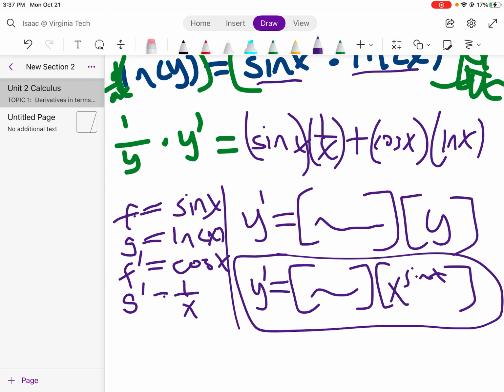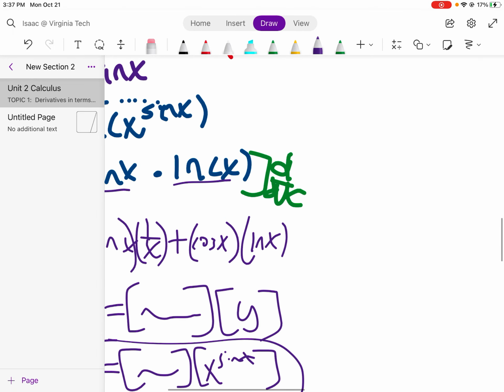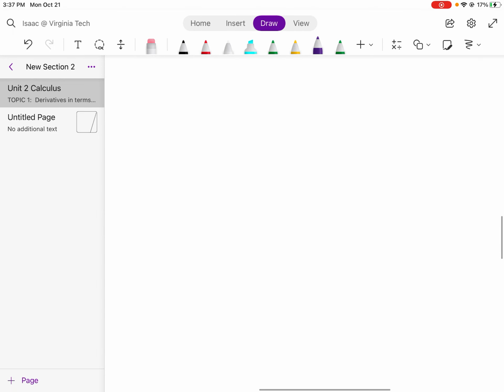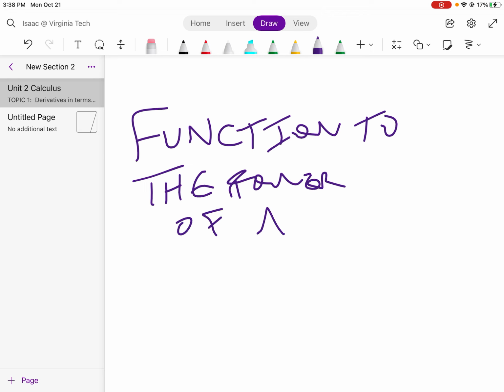That's logarithmic differentiation. And although that took a long time, that's way better than the other thing that we could have done with that. So you would want to use logarithmic differentiation whenever you see a function to the power of a function.